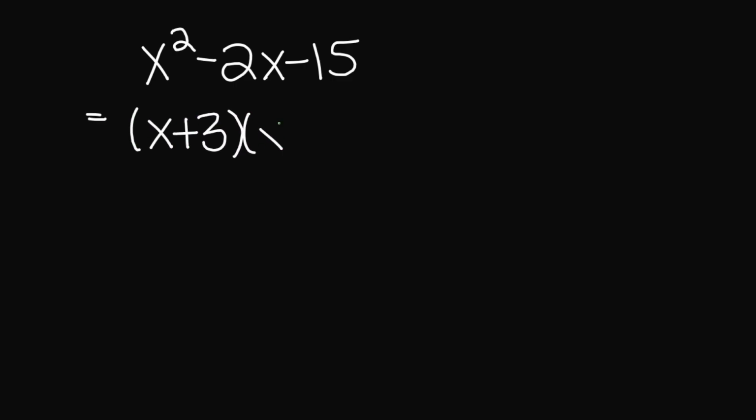Let's look at this example here, x squared minus 2x minus 15. The answer to this example is going to be x plus 3 and then x minus 5. So this is the answer here. If you receive this answer and you wanted to check your work, this is what you would do.